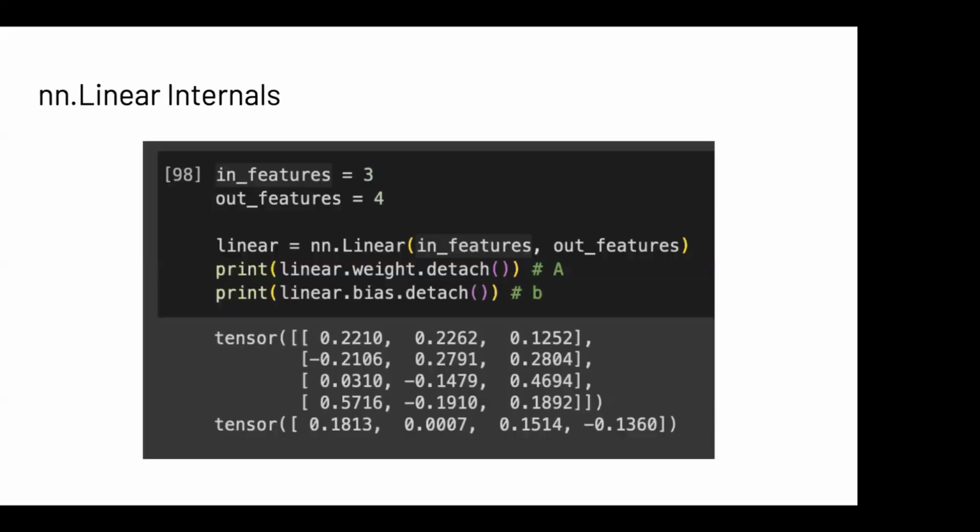And so we can look at the internals of this, and we can see that, okay, if we create a linear layer where it has 3 input dimensions and 4 output dimensions, we can actually get the matrix A and the vector B through the .weight and .bias parameters. And you can see that, yeah, we end up with a 3x4 matrix and a 4 vector.